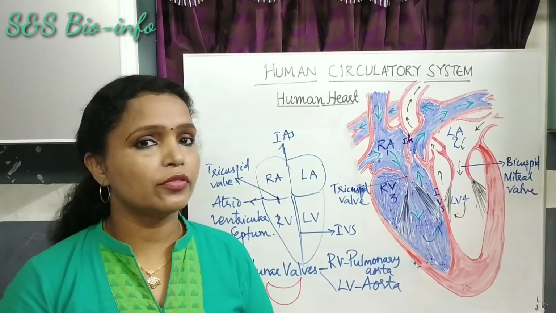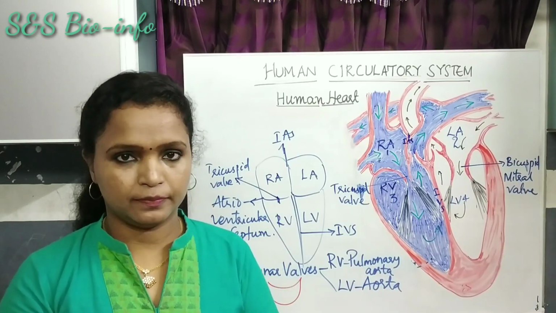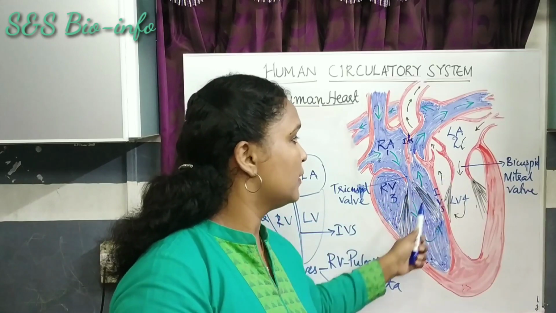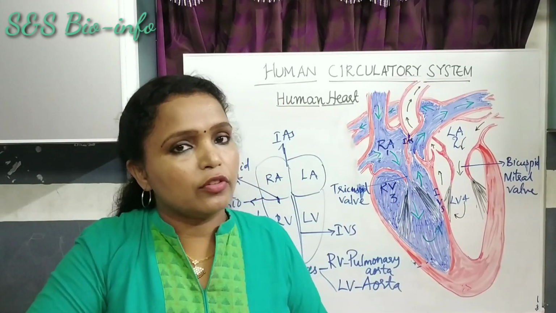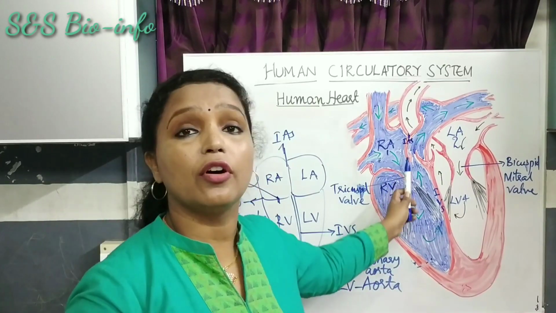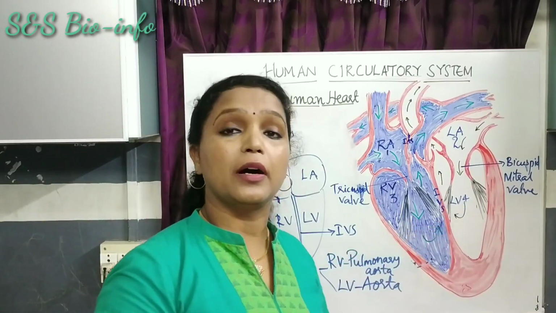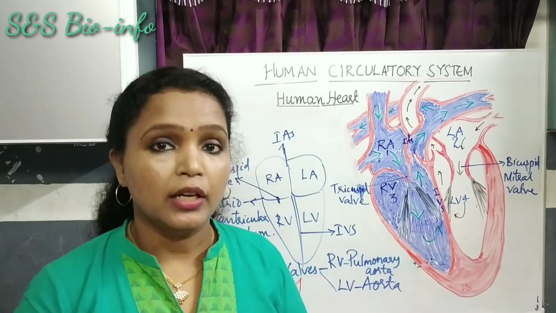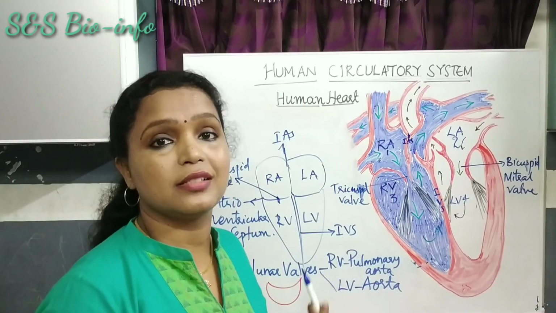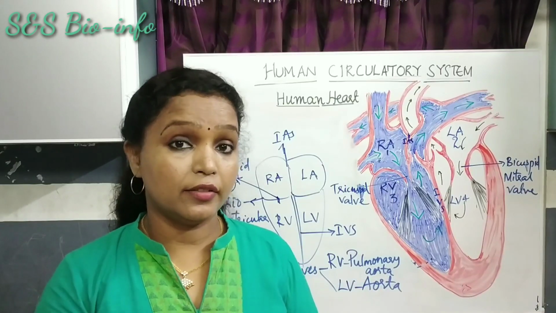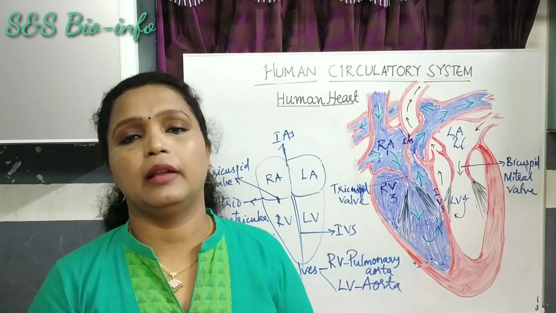So do you know the functions of valves? These valves prevent the backward flow of blood. So here, when the blood is pumped from the atria to the ventricles, the backward flow of blood is prevented by the shutdown of the tricuspid and bicuspid valves. Similarly, when the ventricles pump blood to different parts of the body, the backward flow of blood is prevented by another set of valves called semilunar valves. Did you get the function of valves? They prevent the backward flow of blood.